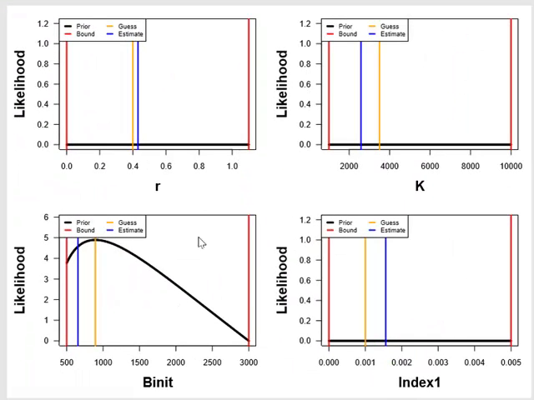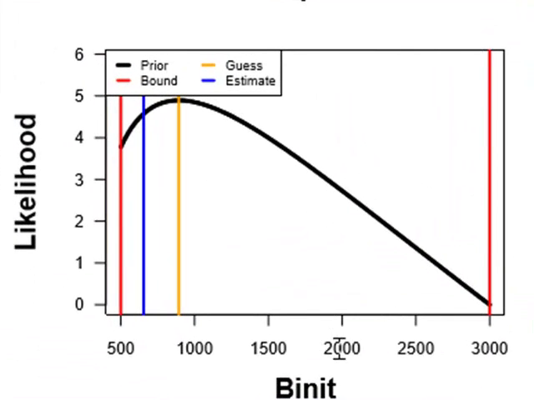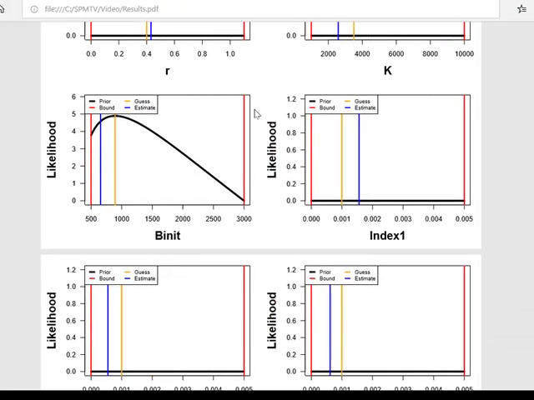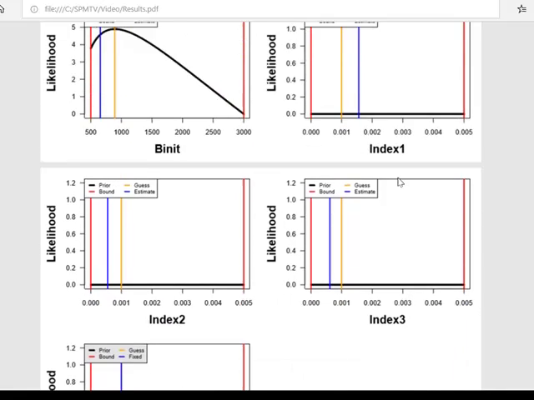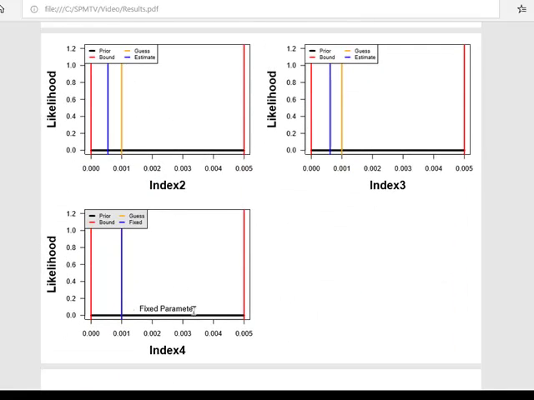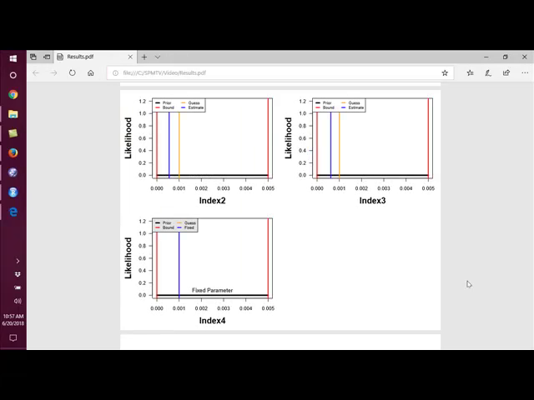Again, for K. Here, B init, here's an example where we had a lognormal prior on this parameter. So you can see the prior in the black line, our initial guess for the mean of that prior in orange, and the final estimate for the parameter in blue. So you can see, even though there was a prior placed on this parameter, it moved away from the initial guess more towards a slightly lower value. And then our index catchabilities, index 1, 2, 3, and then 4, of course, it notes that it's a fixed parameter. That's just because we didn't have any data in that slot, so you can ignore it.